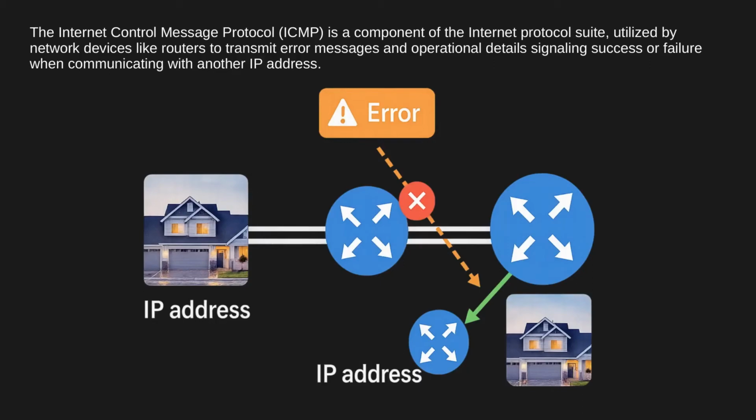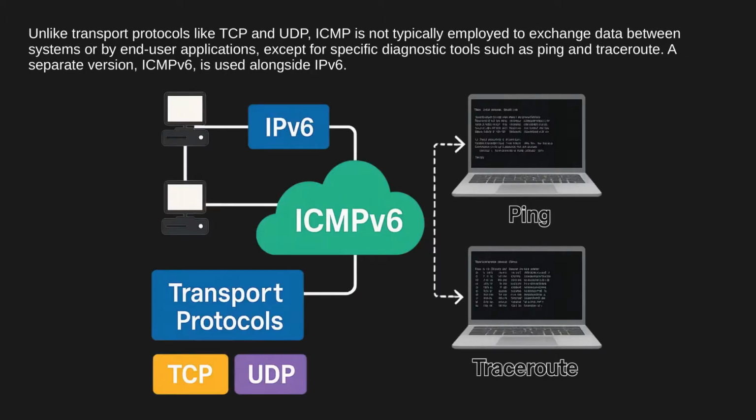The Internet Control Message Protocol, ICMP, is a component of the Internet Protocol Suite, utilized by network devices like routers to transmit error messages and operational details signaling success or failure when communicating with another IP address. Unlike transport protocols like TCP and UDP, ICMP is not typically employed to exchange data between systems or by end-user applications, except for specific diagnostic tools such as ping and traceroute. A separate version, ICMP v6, is used alongside IPv6.